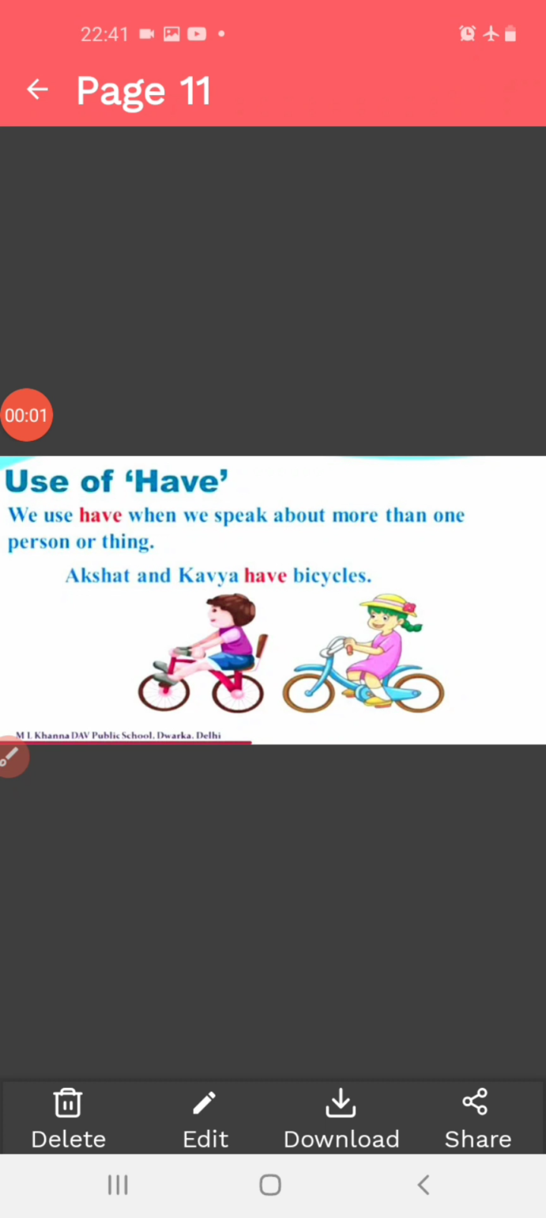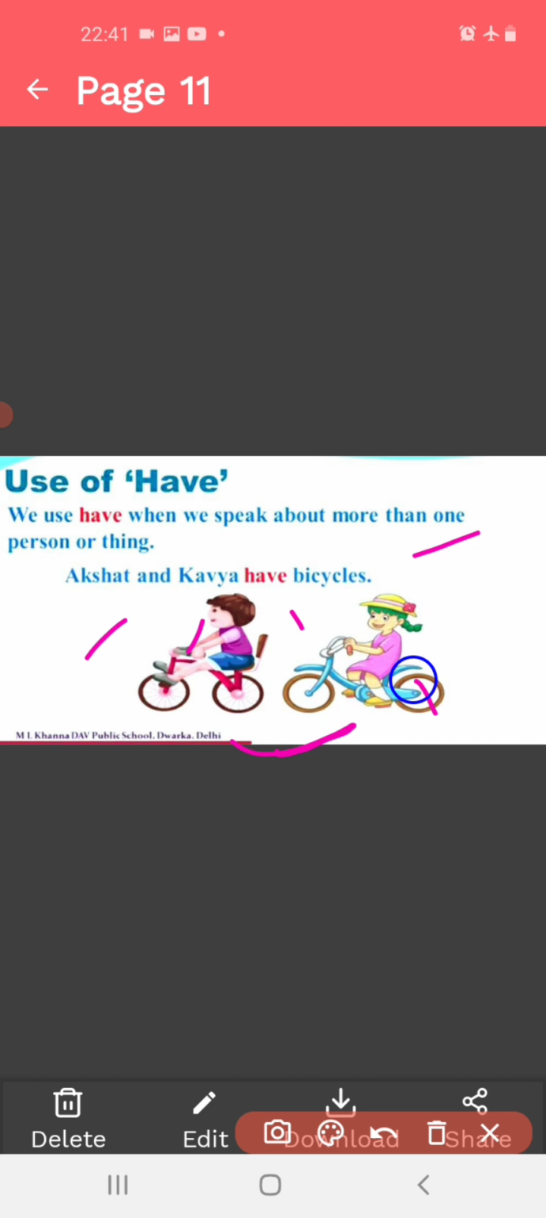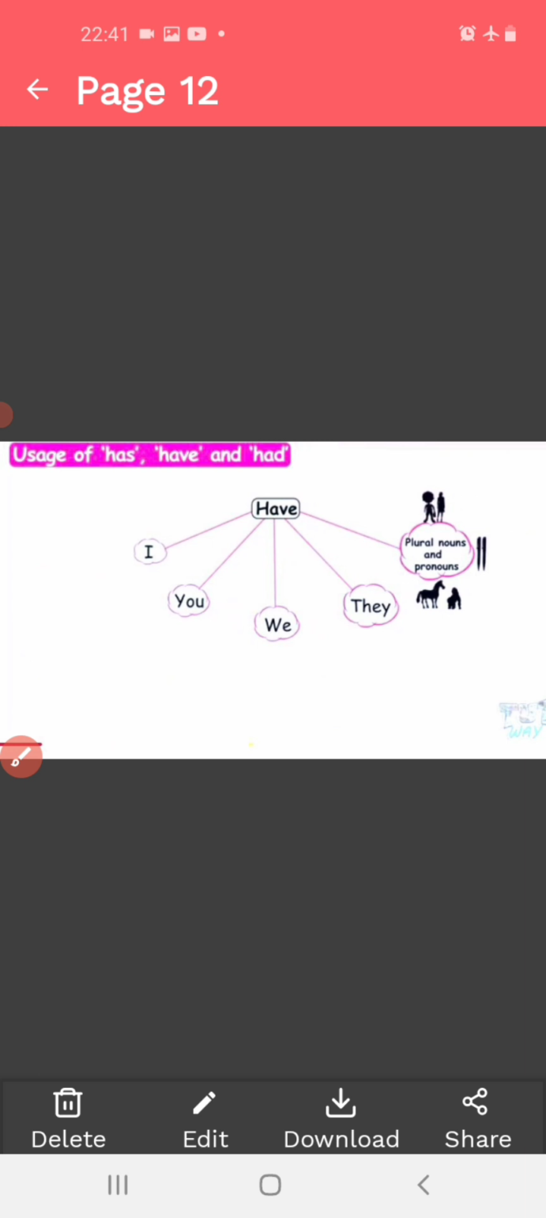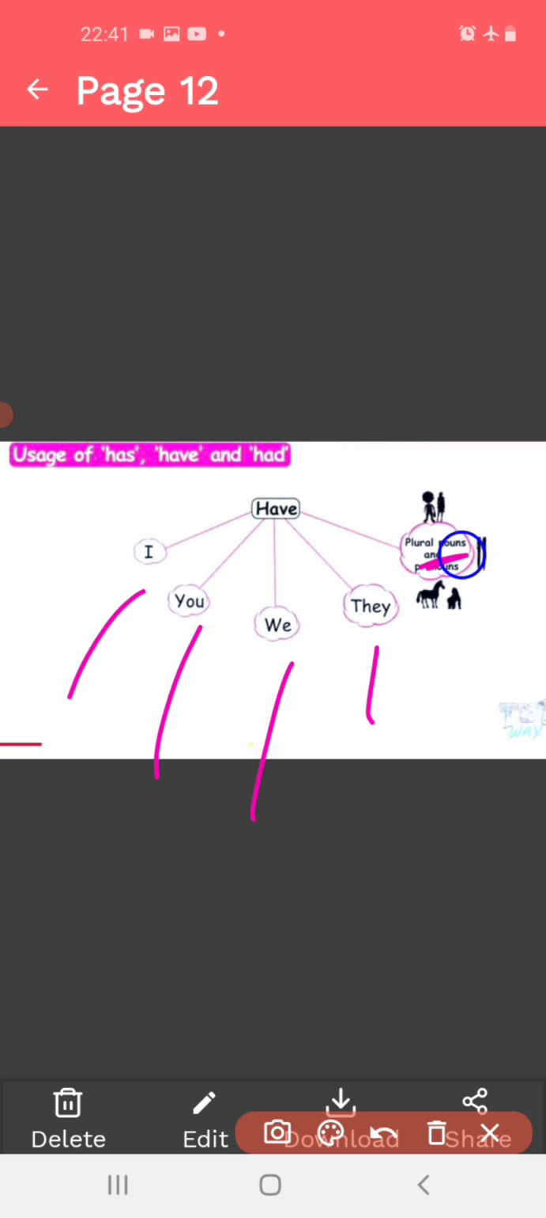Let's see the use of have. We use have when we speak about more than one person or thing. So children, when we talk about more than one person, there we use the verb have. Akshat and Kavya have bicycles. Here you can see these are two children and they both have bicycles. So the bicycles belong to the children. This have shows possession and we are talking about more than one. So have is used with I, you, we, they and plural nouns.